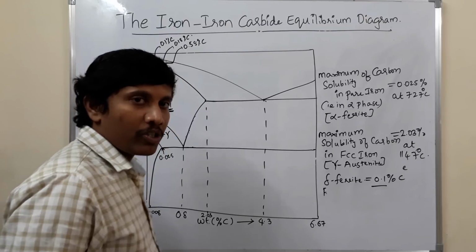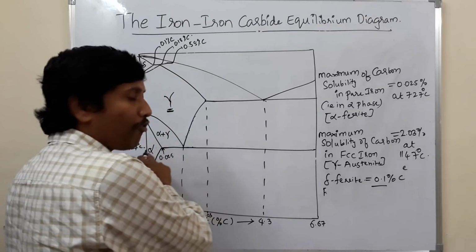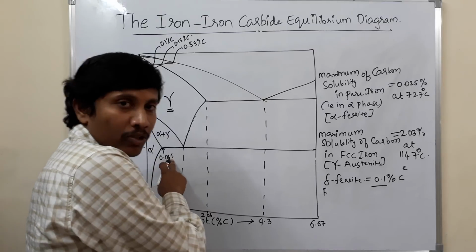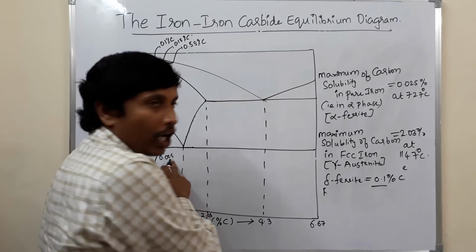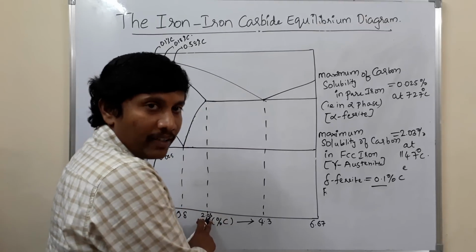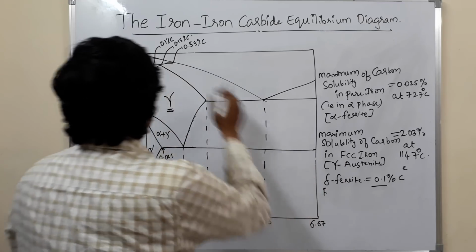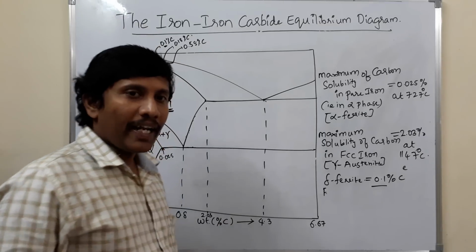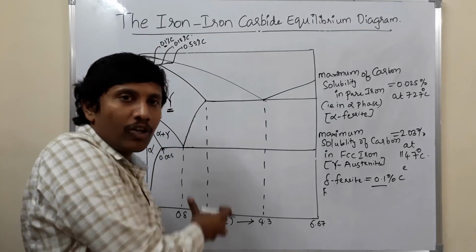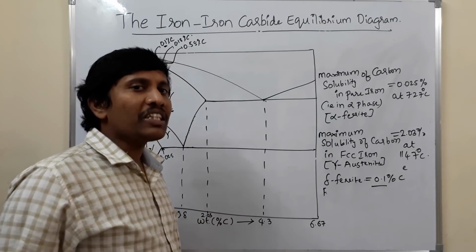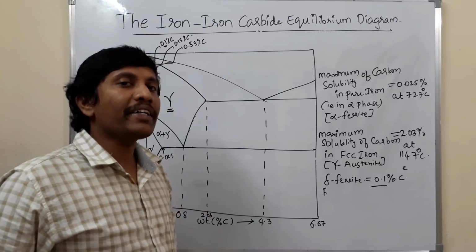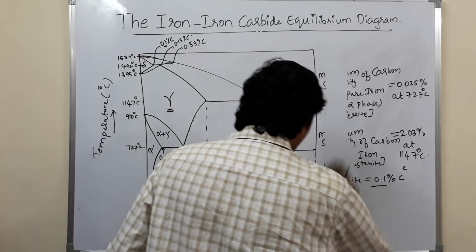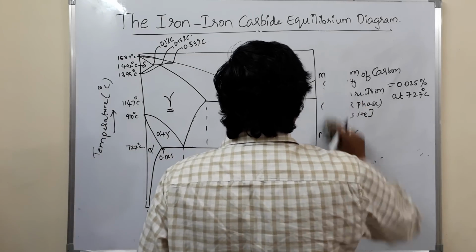The maximum solubility of carbon in alpha phase, in alpha solid solution or alpha ferrite, is 0.025 percentage. The maximum solubility of carbon in gamma phase is 2.03. The maximum solubility of carbon in delta ferrite is how much? 0.1 percentage. Next, in this iron carbide equilibrium diagram, we will see the three different invariant reactions which are taking place.